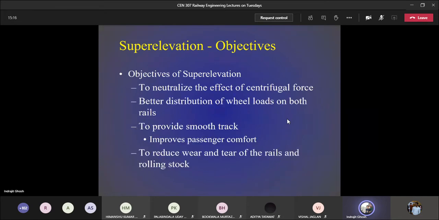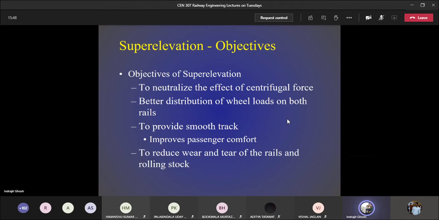We provide super elevation due to various reasons. One of the reasons is that the wheel load that is coming is well distributed on both rails. If they are not well distributed, there will be a problem. Second one is to neutralize the effect of centrifugal force. It is away from the center, centrifugal force is working, that's why you are exposed to radial acceleration, so you need to neutralize that. That is why we need to provide super elevation.